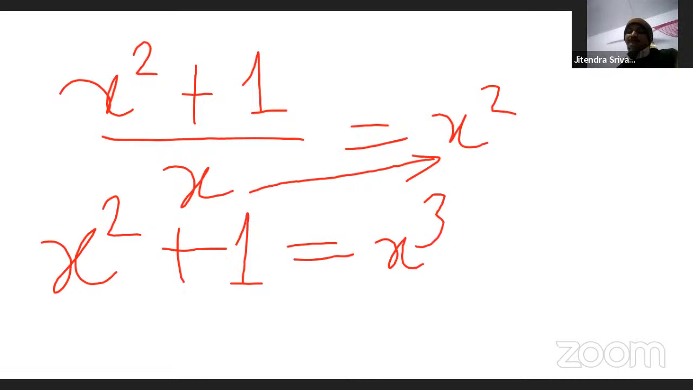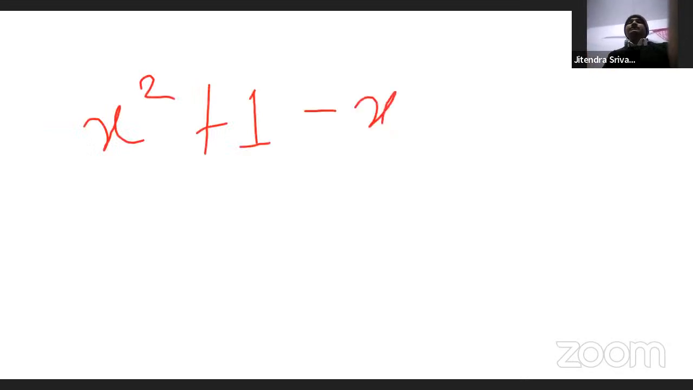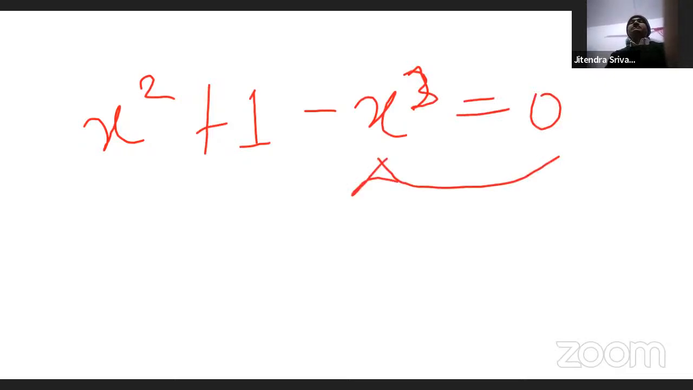Now we will bring this to this side. On the next page, see here, x square plus 1 minus x cube equals to 0. That x cube will be on this side and the sign will be changed.